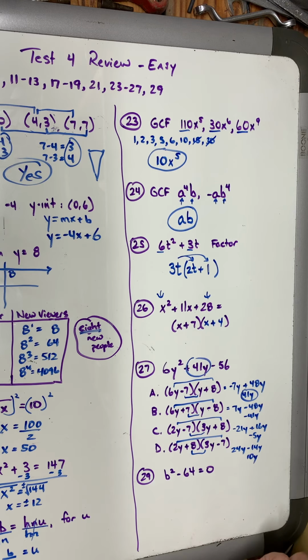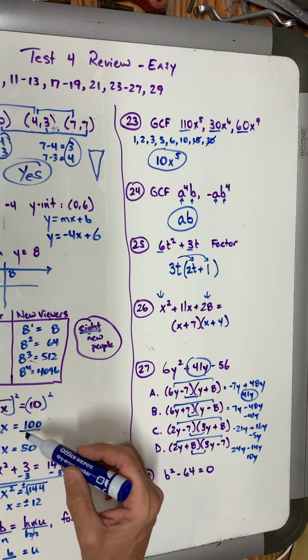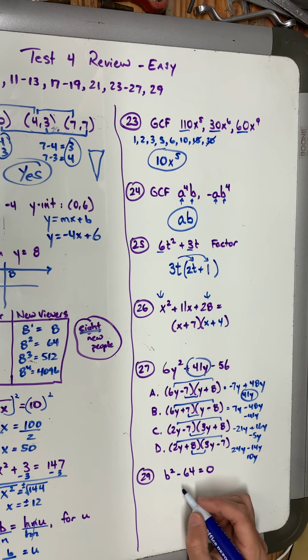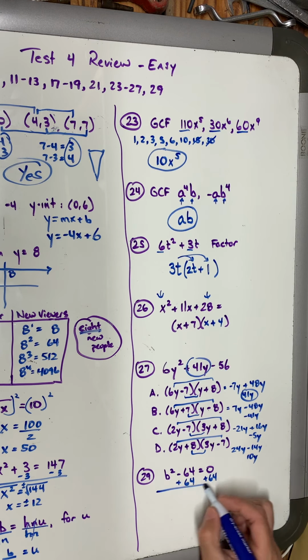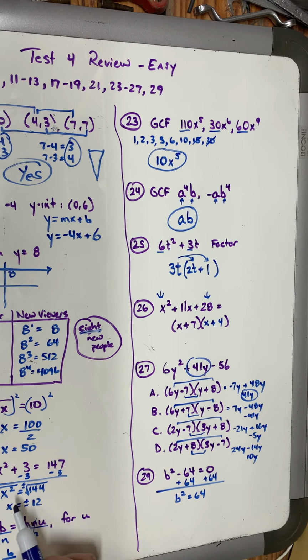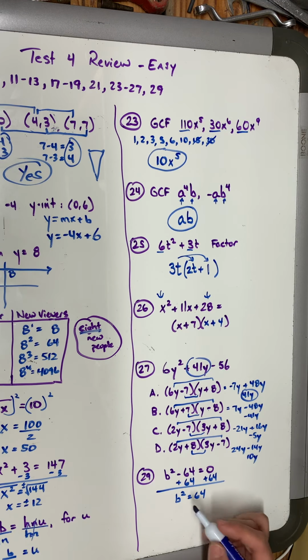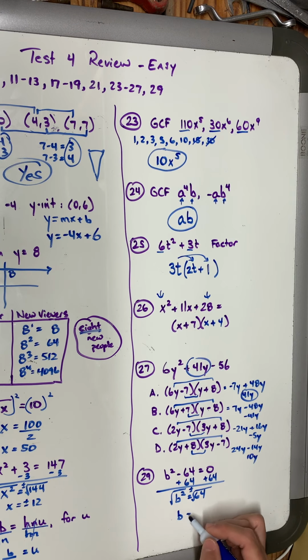Okay, and then finally we have number 29, b squared minus 64 equals 0. This is similar to what we did over here on 18 and 19. So I'm just going to isolate the b by adding 64. So I get b squared equals 64. How do I solve that? Remember here, x squared equals 144. I take the square root to undo the square. But when I take the square root, I need a plus or minus. So my answer is b equals plus or minus 8. So don't forget your plus or minus, or else you will end up losing half the points.